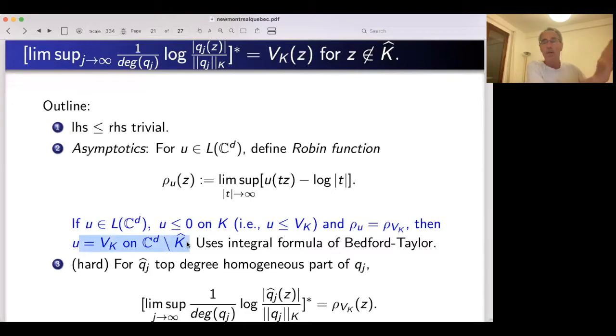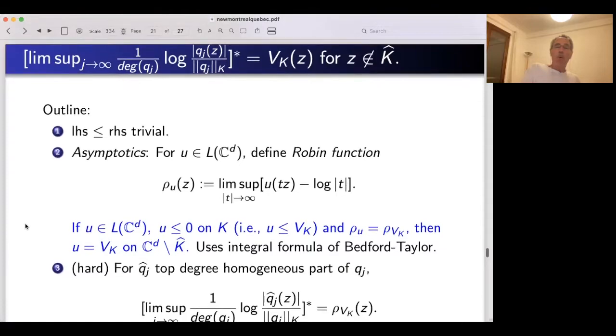Again, on the set K and on its polynomial hull, all bets are off. This uses a very deep result of Bedford and Taylor from the late 80s, an integral formula in their Annales de l'Institut Fourier paper, plurisubharmonic functions of logarithmic singularity. It's a very deep result they use, but you get this nice conclusion. If you have the same asymptotics as the extremal function and you're a competitor, then you agree with that extremal function outside the polynomial hull.